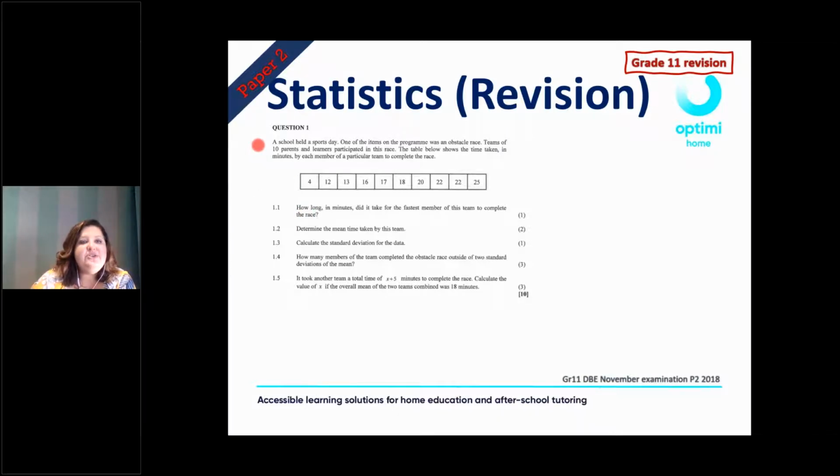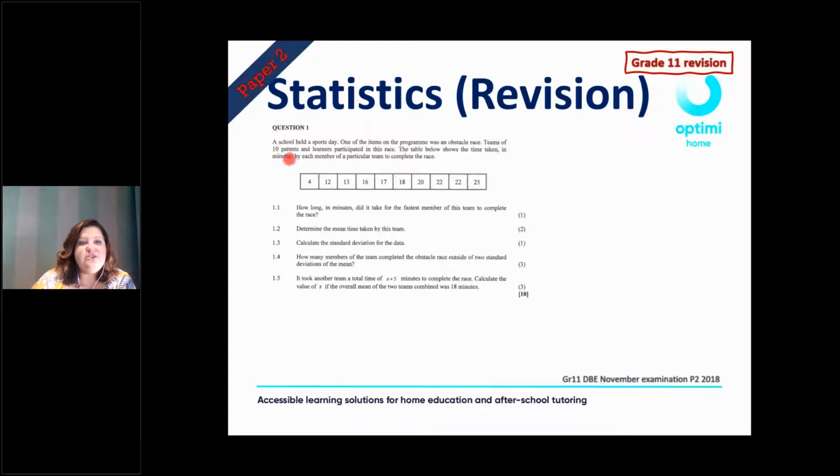So, a school held a sports day. One of the items on the program was an obstacle race. Teams of 10 parents and learners participated in this race. So one team had 10 members. The table below shows the time taken in minutes by each member of a particular team to complete the race.